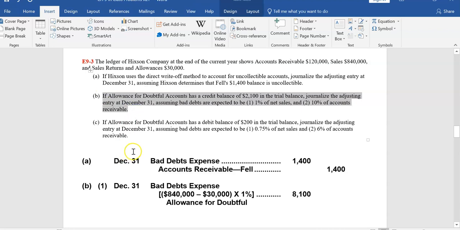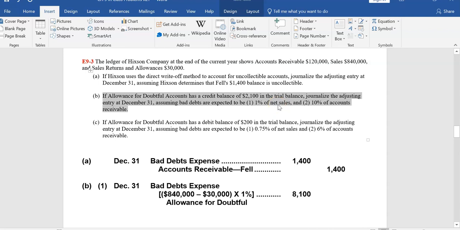If the allowance for doubtful accounts has a credit balance of $2,100 in the trial balance, they want us to journalize the adjusting entry at December 31st, assuming first that bad debts are expected to be 1% of net sales. If we are using 1% of net sales, it means we are using the percentage of sales method.